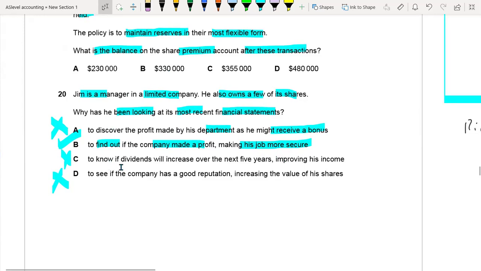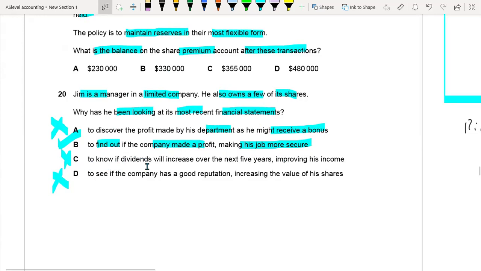If you see B, he is checking the most recent financial statement to find out if the company made a profit, making his job more secure. So this is a valid reason, because if the company is profitable, it suggests business stability and there is job security for Jim.